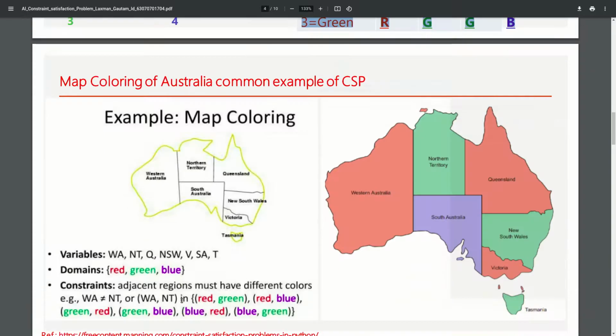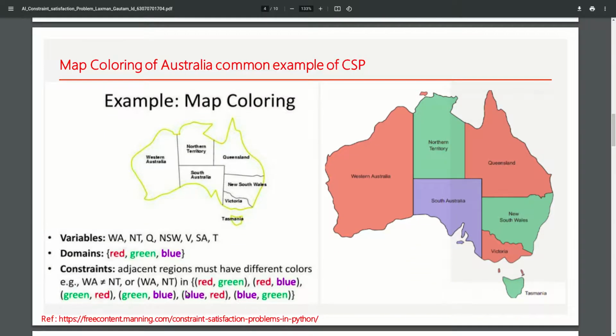Okay, let's continue. This is a common example which we find across different books, and I have referred to these screens and images from this book, which clearly explains the CSPs in detail, and it has implementations using Python as well, which I have also gone through to understand myself.